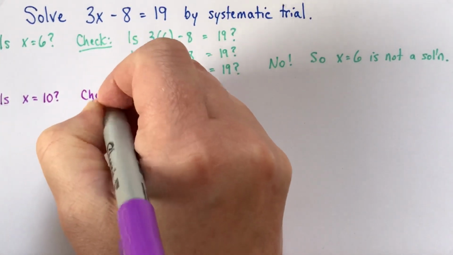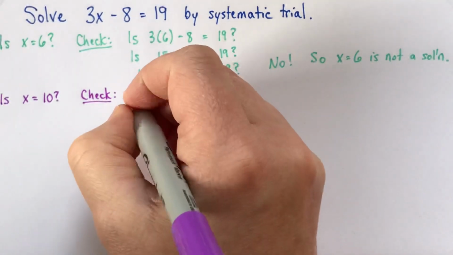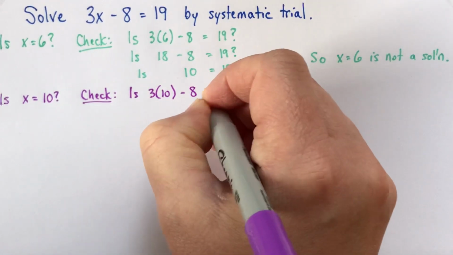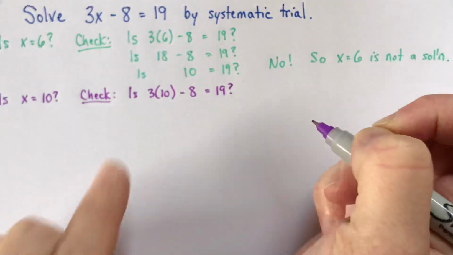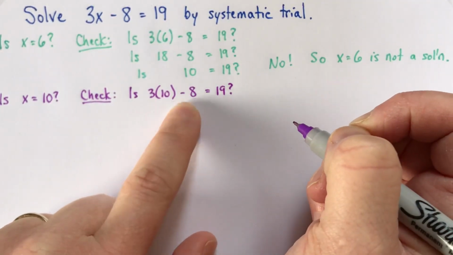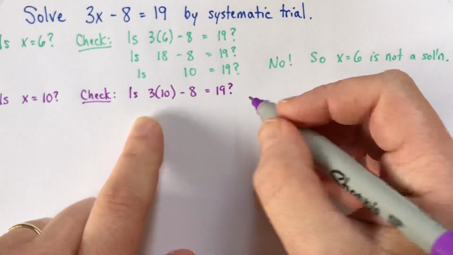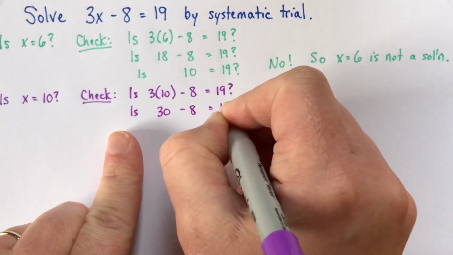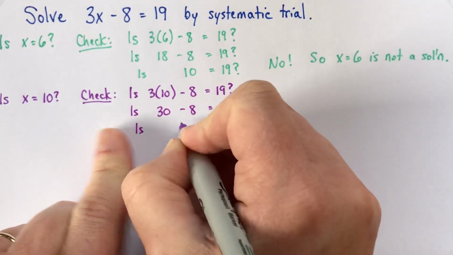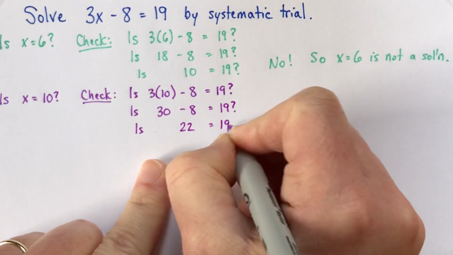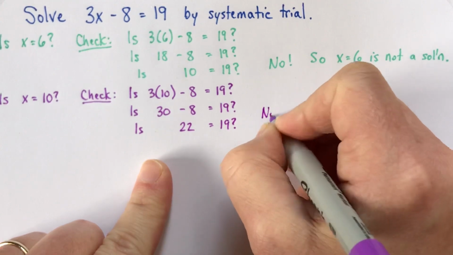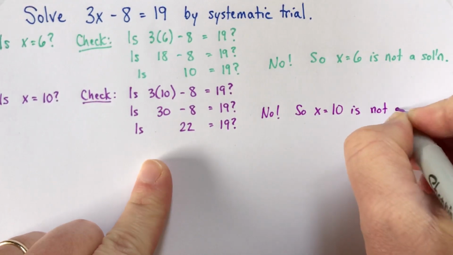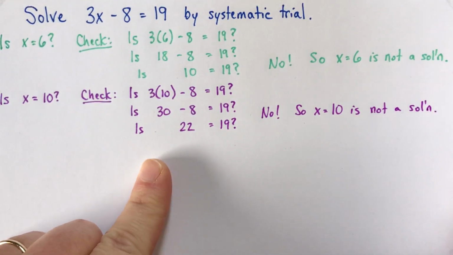And we have to be really clear in our writing that we're checking to see is x equal to 10. So we'll say, is 3 times 10 minus 8 equal to 19, question mark. And now we're going to simplify what's on the left-hand side all the way down until we see if it is 19. So 3 times 10 is 30, subtract 8, is that equal to 19? And then 30 subtract 8, that's 22. Is 22 equal to 19? No, of course not. So x equals 10 is not a solution. Again, I'm going to just abbreviate that.